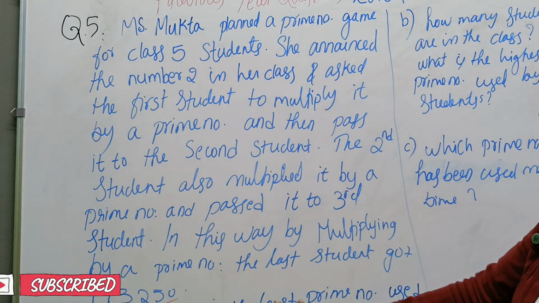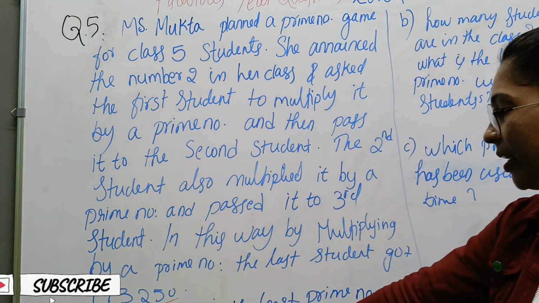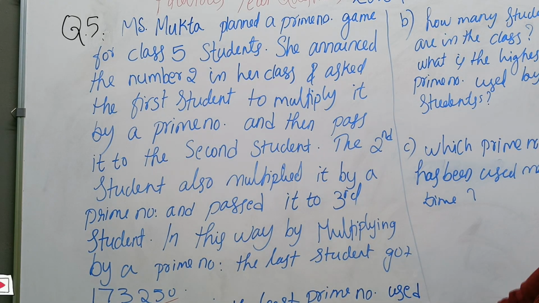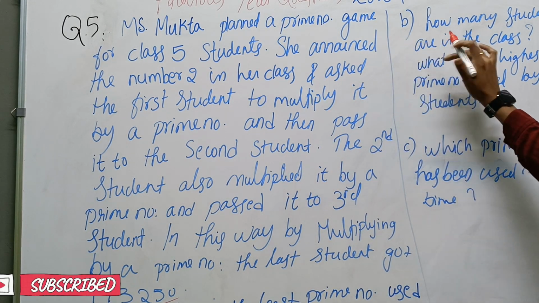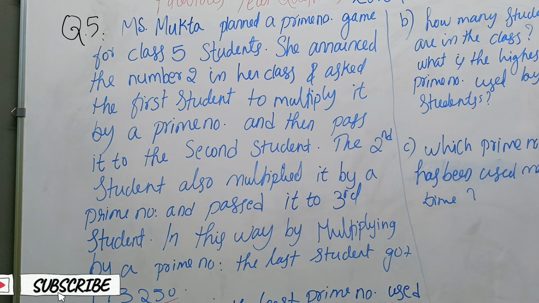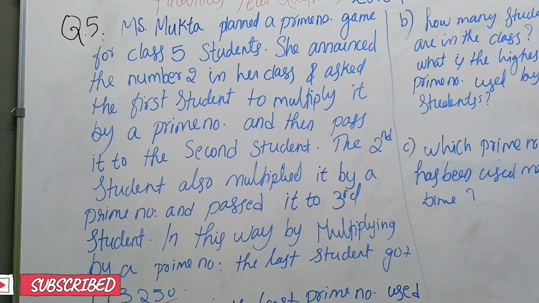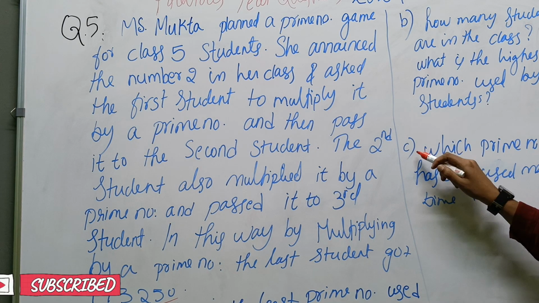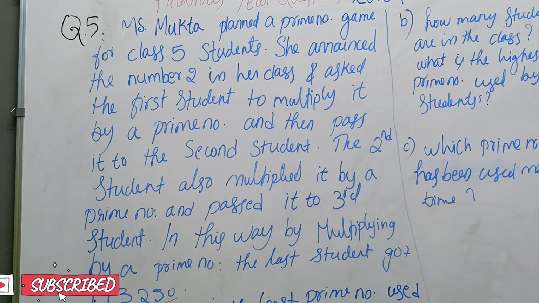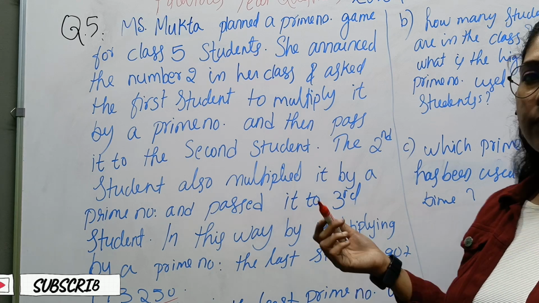1,73,250. So the first question is, what is the least prime number used by students? And the B part of the question is, how many students are in the class, or what is the highest prime number used by students? And the C part is, which prime number has been used the maximum number of times?